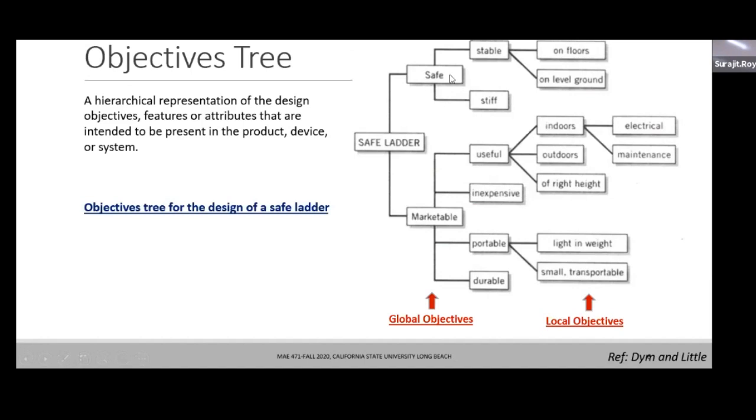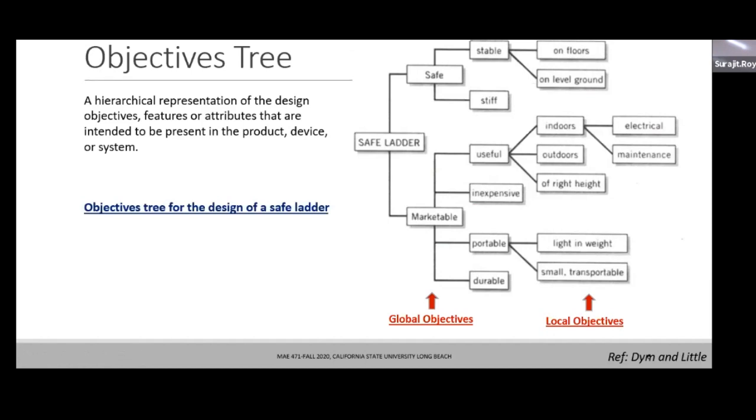It has to be stable, it has to be rigid, it has to have some stiffness. And when I say stable, stability is on specific floors, on level ground, or any other sort of surface. So what type of surface am I considering? Those are the specific details when I'm populating and putting it in a tree-like structure, that's what we call an objectives tree.